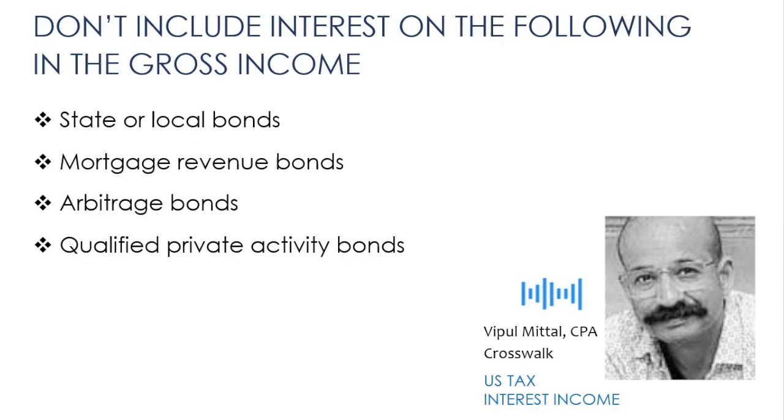When you're calculating your gross income, do not include interest on state or local bonds. Do not include interest on mortgage revenue bonds, arbitrage bonds, qualified private activity bonds. These are exempt from tax.